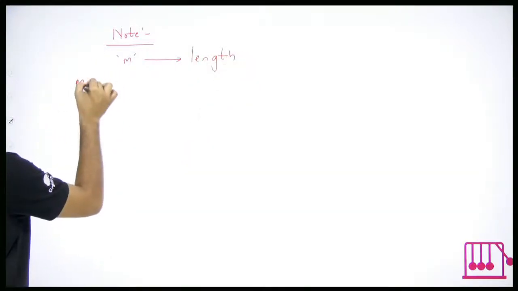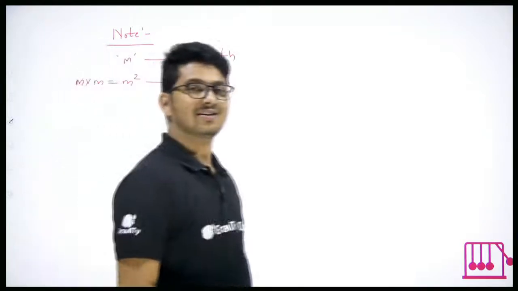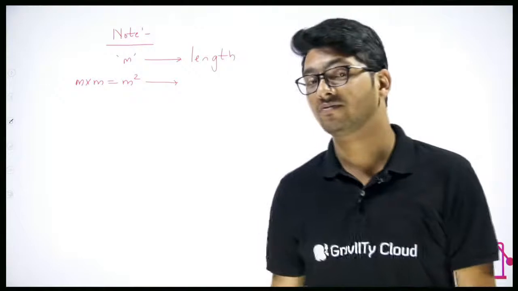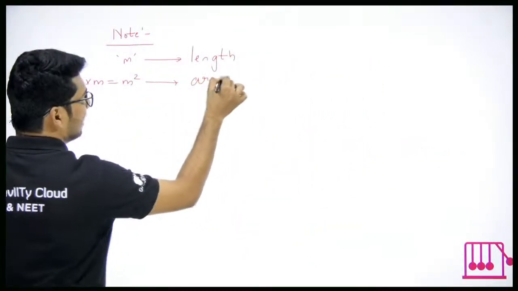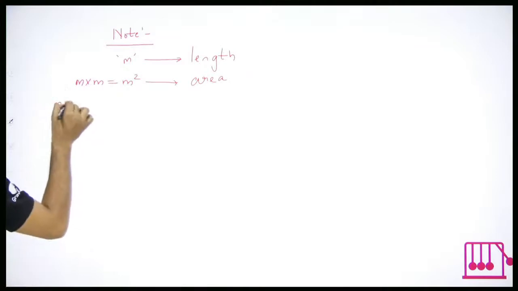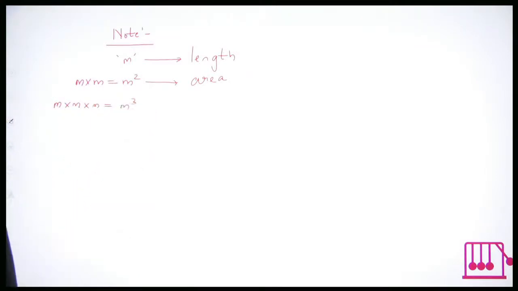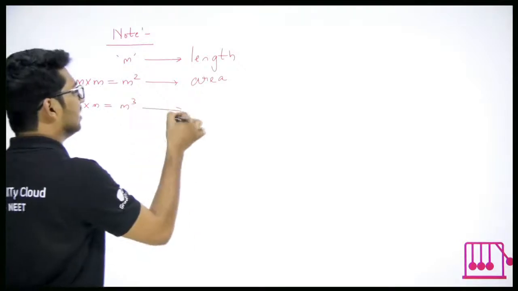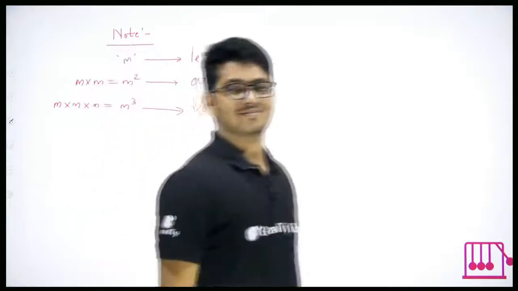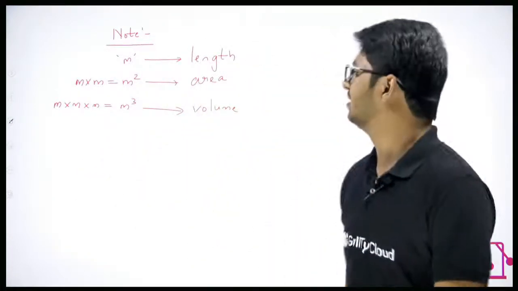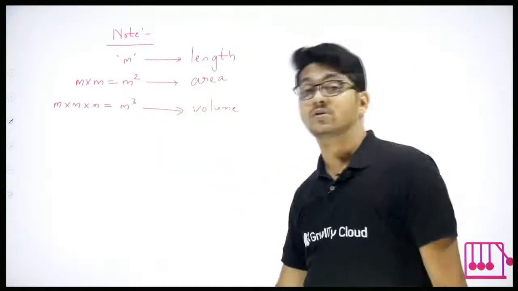Then meter into meter, which is equal to meter square, is the unit of area. Then meter into meter into meter, m to the power 3, or cubic meter, is the unit of volume. Can you notice anything interesting? Yes. In length you have only 1 m, in area you have 2, in volume you have 3.